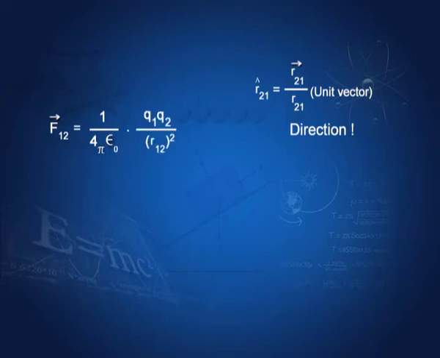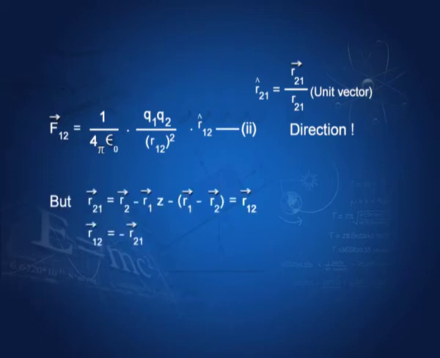There will not be any change except in the unit vector and its direction. So I will have 1 by 4 pi epsilon naught times Q1 Q2 by R12 square times the unit vector of the direction, that is R12. With these two equations you can see that the unit vector R12 is equal to the negative of R21, that is, they point in opposite directions.